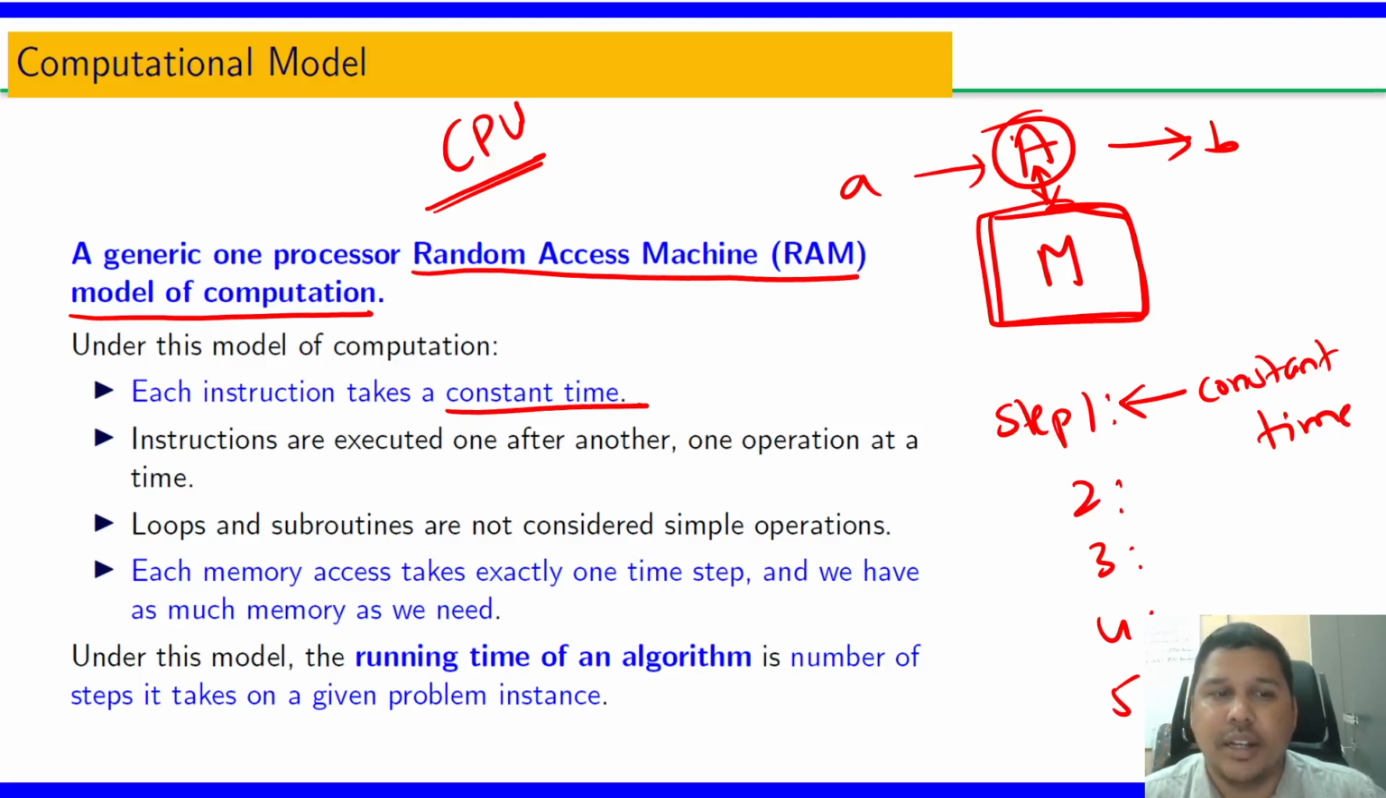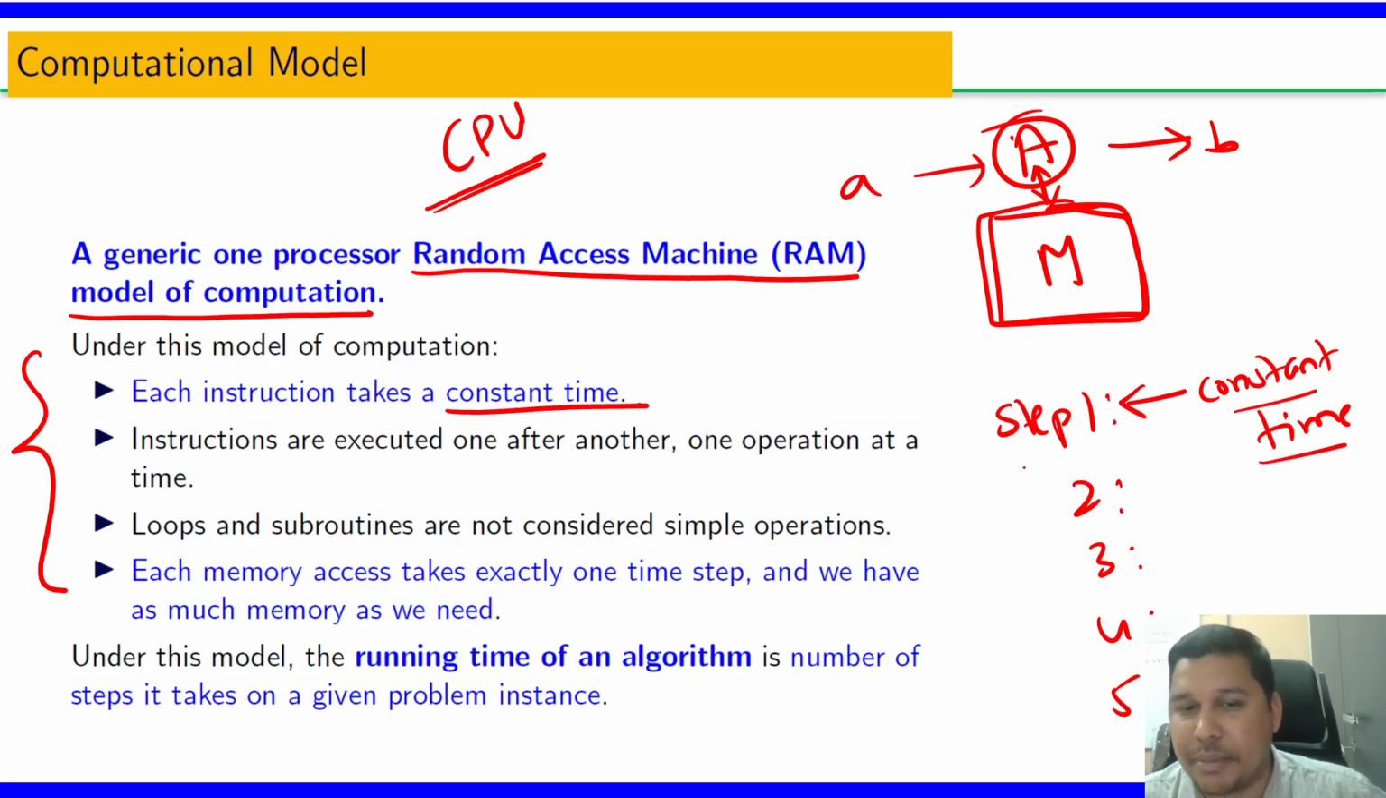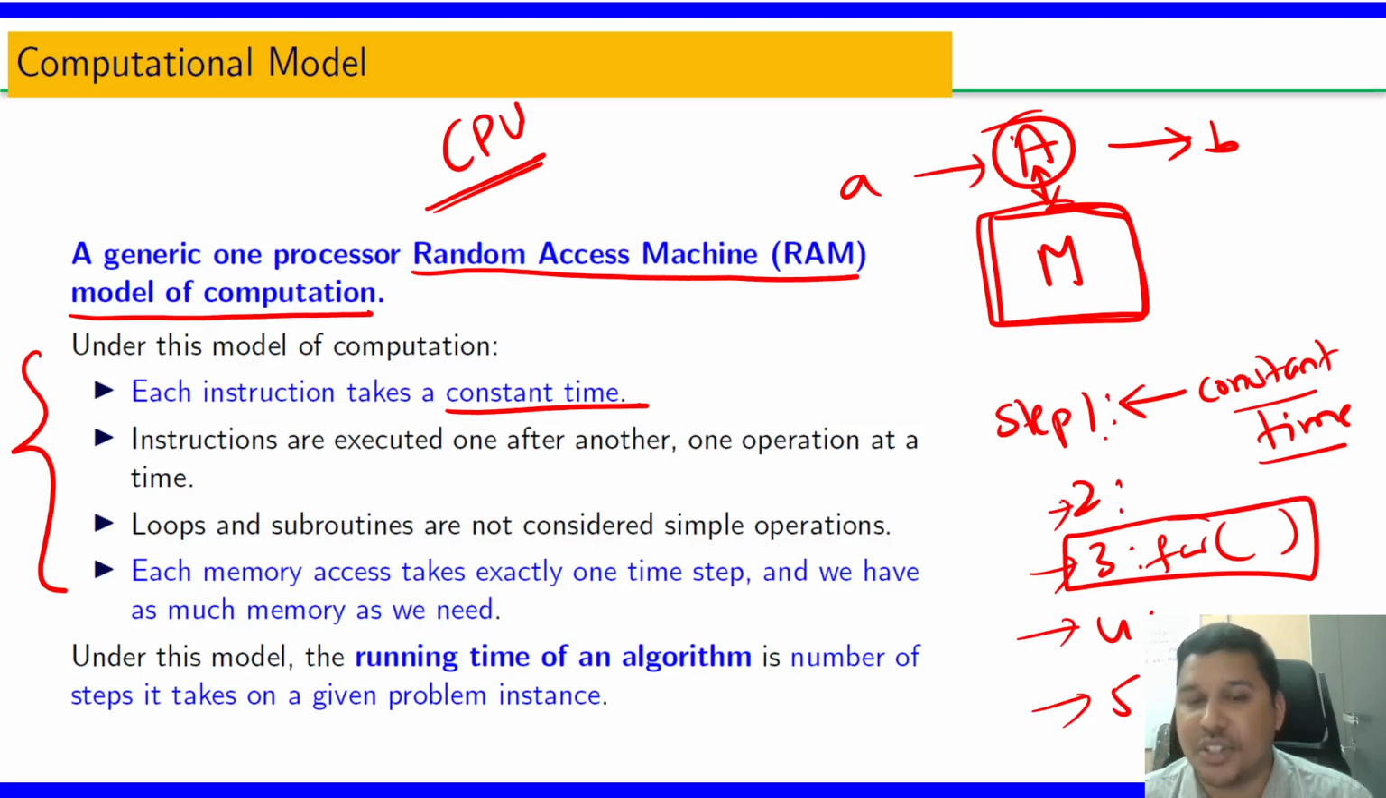These are the assumptions actually. I'm talking about some assumptions. If you're executing an algorithm in a RAM based computation model machine, then these are some assumptions in that machine. It's a belief that each step will take constant time, each instruction will take constant time. Second, instructions are executed one after another, one operation at a time: first step, then step 2, then step 3, then step 4, and then step 5. This is also one assumption in the RAM based model. Third one, loops and subroutines are not considered as simple operations. Suppose there is a for loop here, these kinds of things cannot be considered as simple instructions.